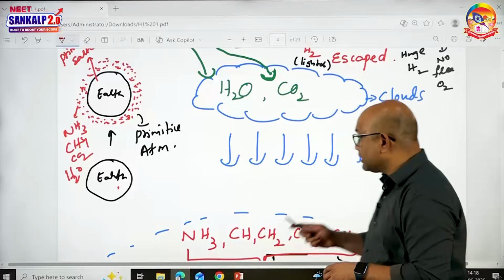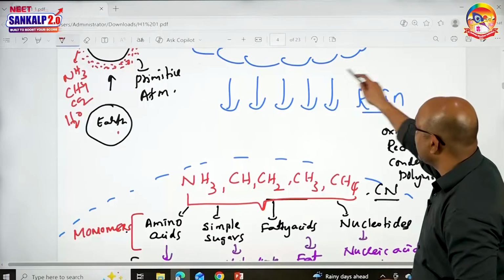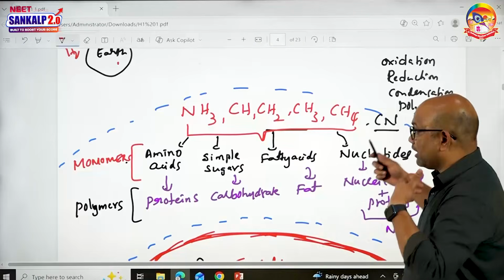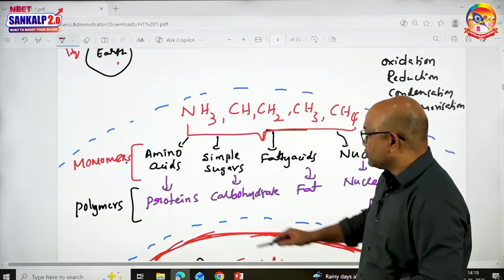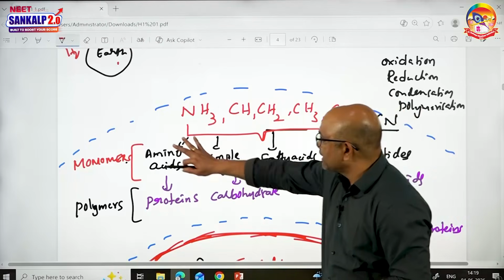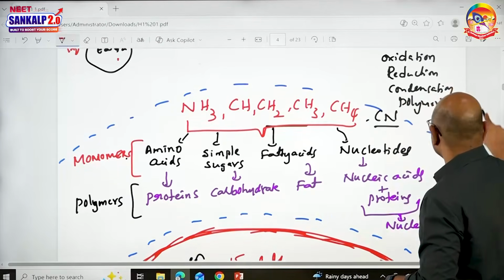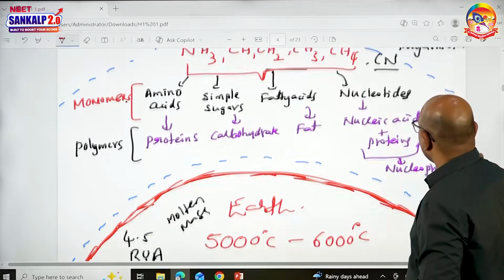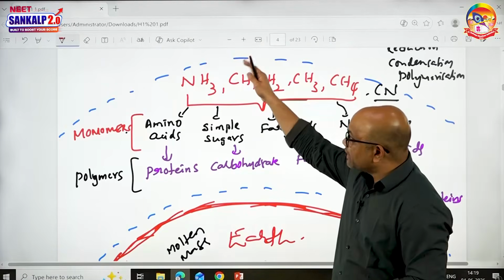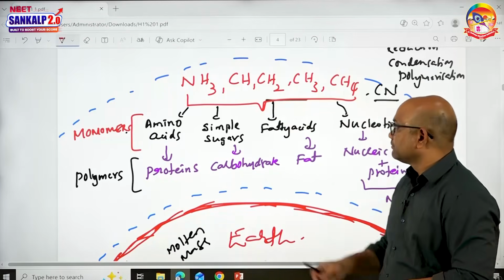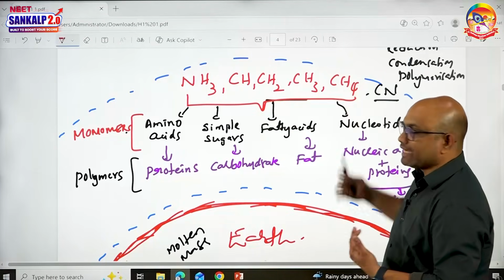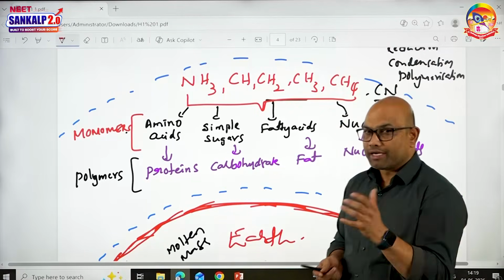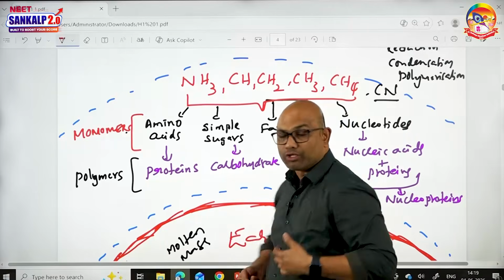Those clouds condensed. Condensation of clouds resulted in rain. That rain, over several years, slowly cooled the earth and also established water bodies on the earth. So, this is the water body on the earth. Many components from that atmosphere ran down into this water, like ammonia, some hydrocarbons, methane, cyanides, etc. This water is said to be the prebiotic soup because life is going to come in this water.